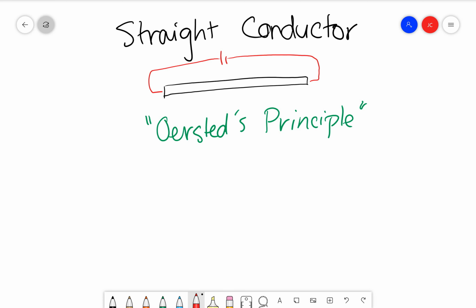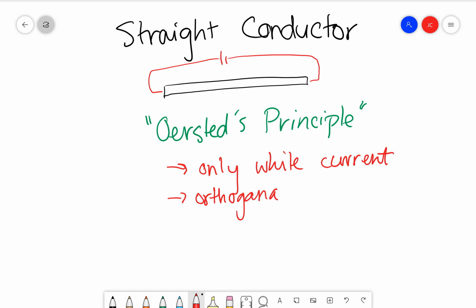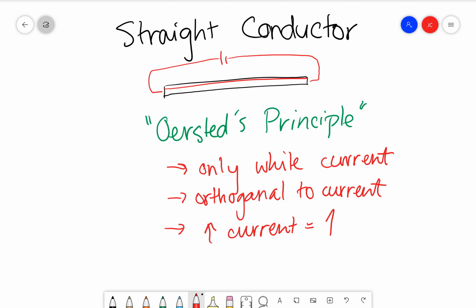Now, these magnetic fields, first of all, they exist only while current is flowing. So only while there's current will you get a magnetic field. If you turn off the circuit, if you remove the current, the field is gone. The field is orthogonal to the current flow. Now, when I say orthogonal to current, what I mean is that it's at a right angle to the current. So the current is going through this way. The field is doing stuff like this at a right angle. And finally, the strength of the field depends on the amount of current. More current means a higher strength field.